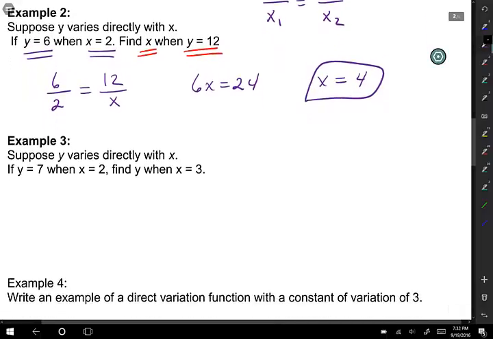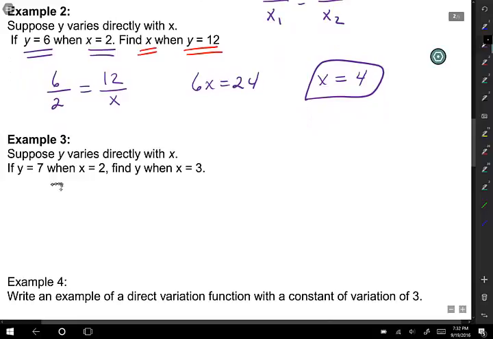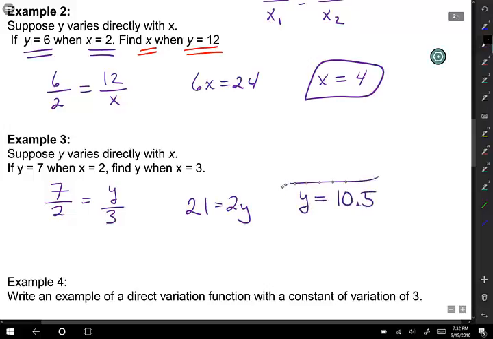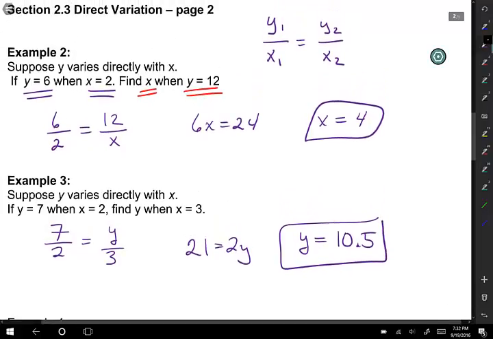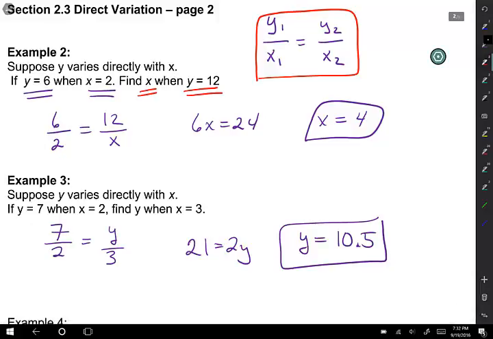Let's look at example 3. We've got 7 over 2 equals y over 3. We cross multiply. 21 equals 2y. We divide by 2, and y equals 10.5. All you're going to do on these problems, once again, is set up a proportion, remembering a proportion is when a ratio equals a ratio, and you're going to solve for the missing variable by cross multiplying.